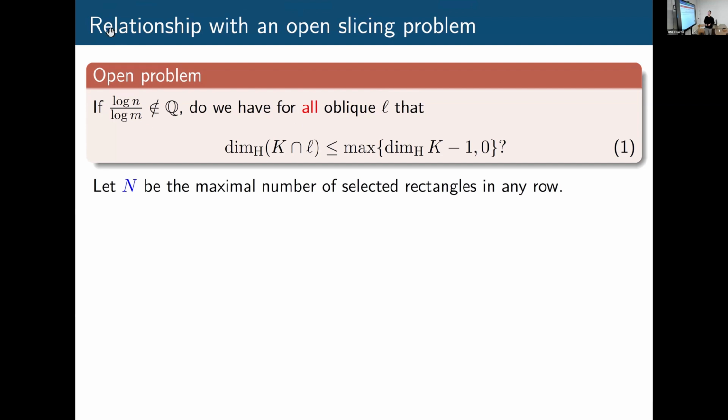So where does this relationship lie? Let capital N be the maximum number of selected rectangles in any row. This is the largest number of rectangles we select in some particular row. It is easy to find a horizontal line with Hausdorff dimension exactly log of capital N divided by log of n. We just look at the fixed point of that row.